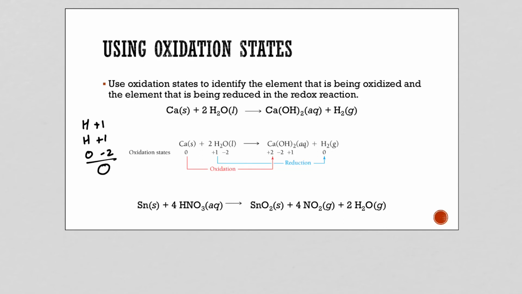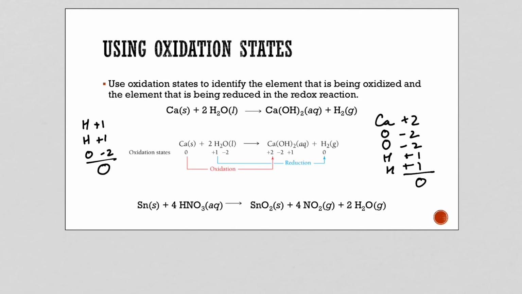And so just to make sure that everything works out, if we write all this out, we have calcium, we have 2 oxygens, 2 hydrogens. The calcium is a +2, each oxygen is a -2. We have a +1 for the 2 hydrogens, and all of that, we have a +4, -4. Everything adds up to 0, as it should. And we have hydrogen H2 gas in its elemental form. That's a 0 oxidation state.